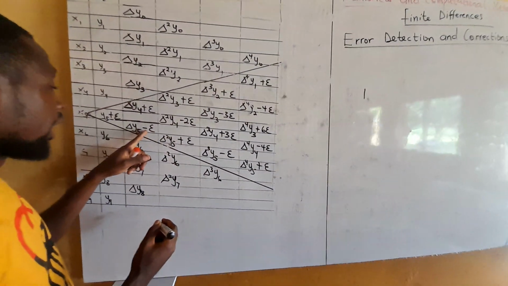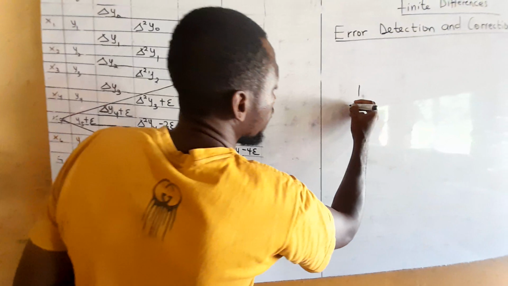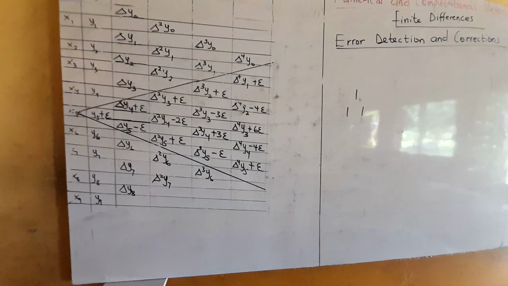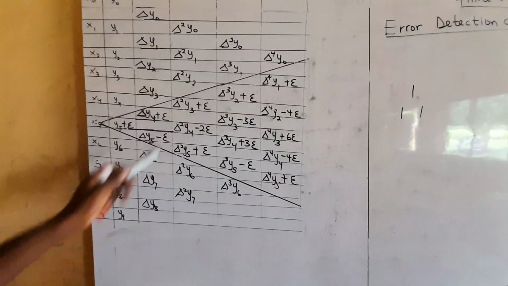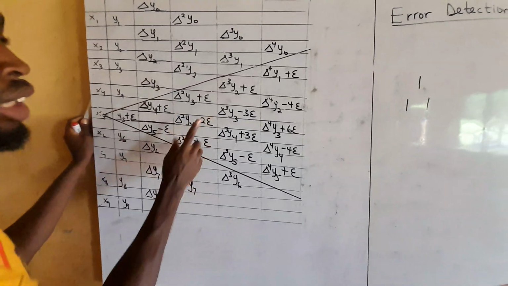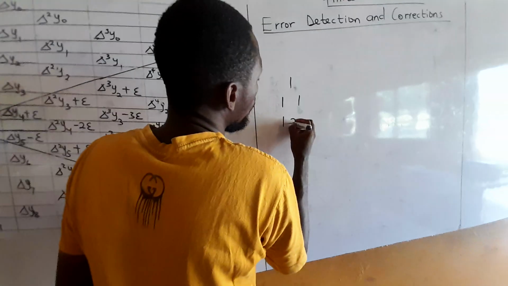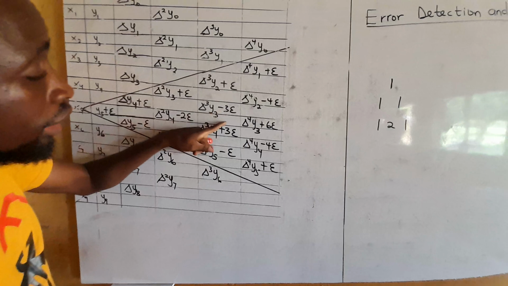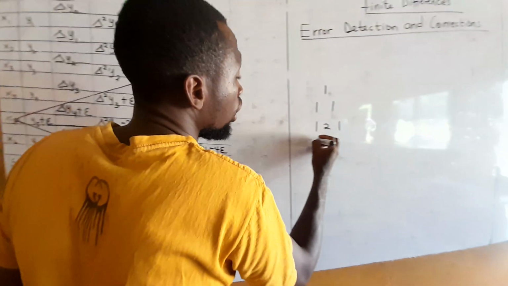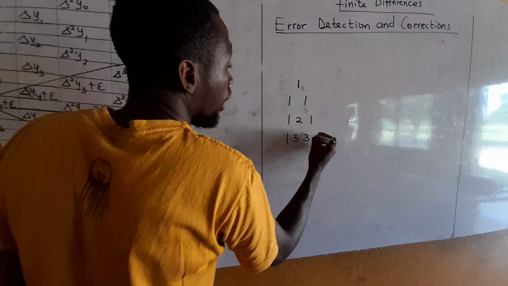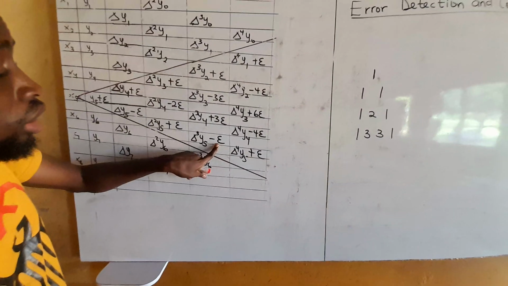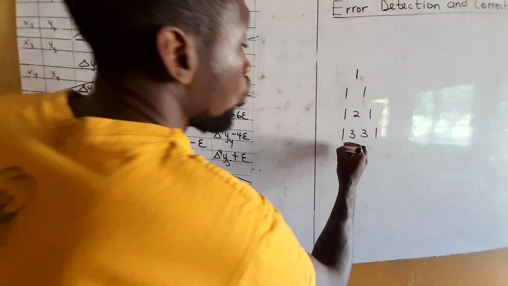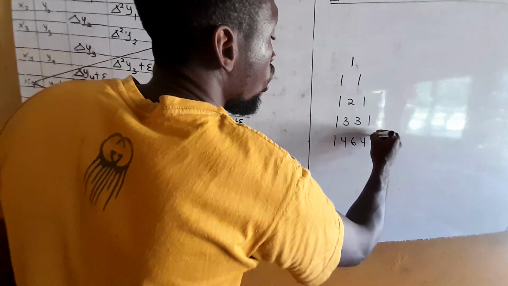The coefficient here, please let's ignore the negative for now, is 1, 1. So look at it, 1, 1. Then when we come here, that's 1, negative 2, 1. So let's ignore the negative for now. So we have 1, 2, 1. Then the next place, which is here, see is 1, negative 3, 3, negative 1. So we can say 1, 3, 3, 1. Then the next one, which is here, see is 1, 4, 6, 4, 1.